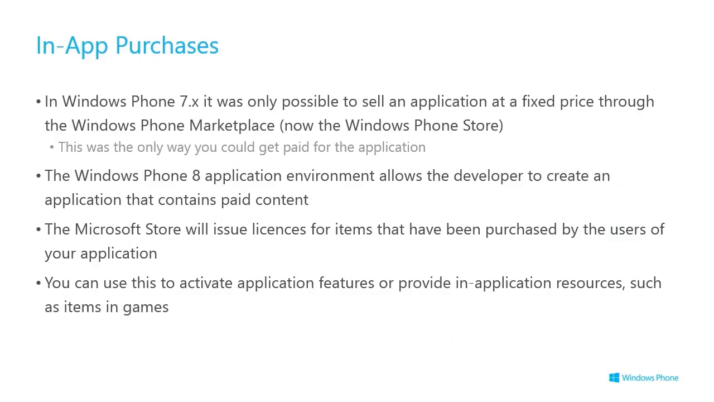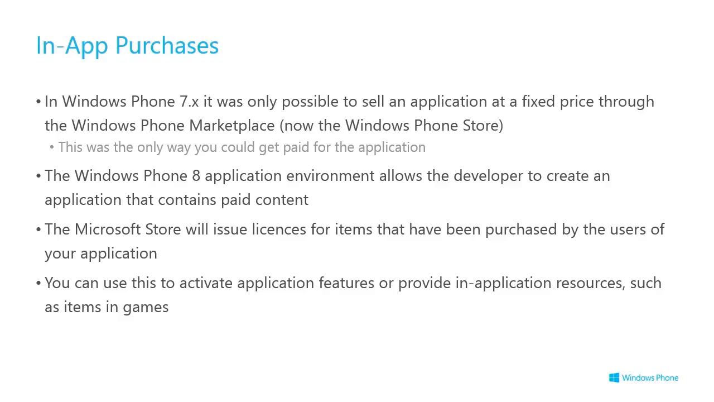And just a refresher where we've come from, Windows Phone 7, it was only possible to sell an application at a fixed price through what the Windows Phone Store was called, the marketplace there. It's the same thing, it's just changed name. And that was the only way you could actually get income for the application. So the user would buy your app once, they pay that price, and thereafter they had rights to use the app forever. And all different updates as well.